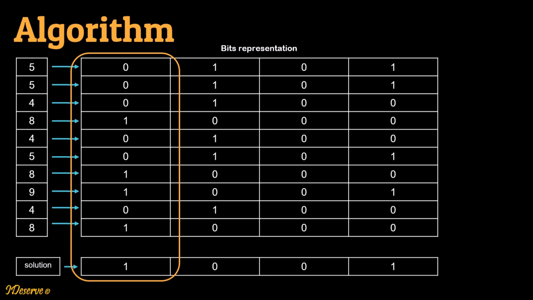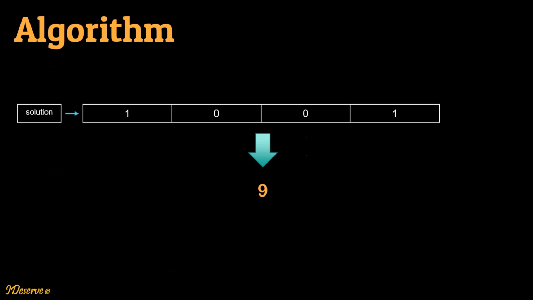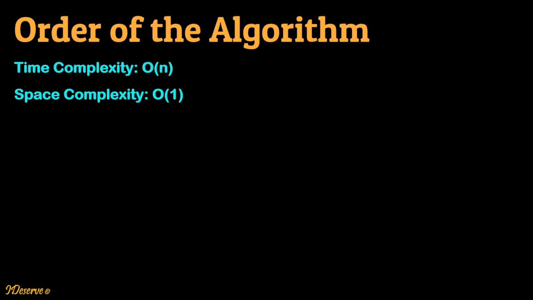We will keep on doing this to set all remaining bits of the variable solution. Since for all subsequent bit positions, sum of all set bits of all elements is 0, we can safely skip the visualization of that part. Finally, the bits representation of the variable solution is 1, 0, 0, 1, which is 9. We have found our solution. Time complexity of the algorithm is order of n and space complexity order of 1.